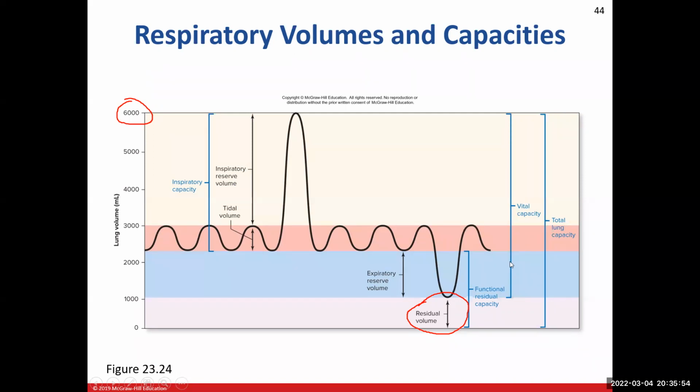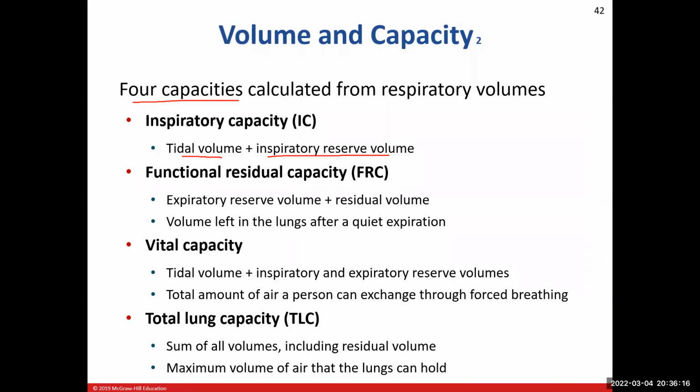It's pretty much everything except the residual volume, because the residual volume is the amount of air left in your lungs after you've taken the deep breath out. And then of course, what's remaining is the total lung capacity. That's obviously the amount of all the volumes, including the amount of air that is left in your lungs. And so this tells us the maximum amount of air that you can actually hold in. Very important to know that.